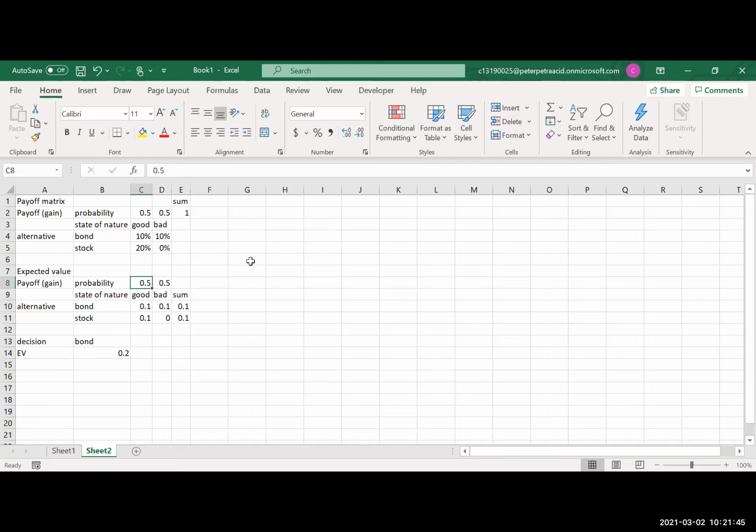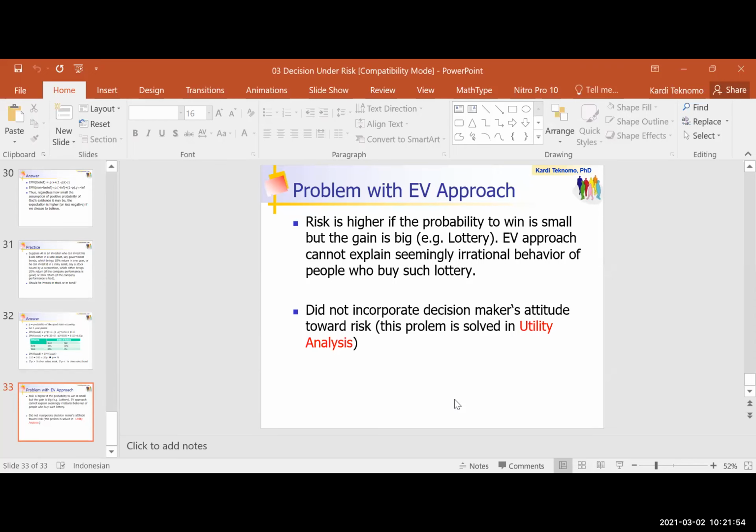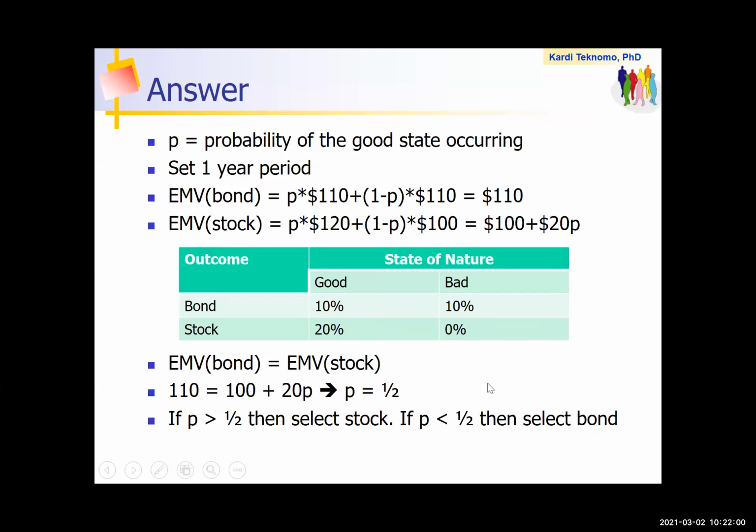Okay, so let me show my screen. So in my case, I computed this way. P is the probability that a good state occurs. For the bond, I put P multiplied by the capital, which is 100, plus the return of 10. So I get 110, right? So eventually I get 110.